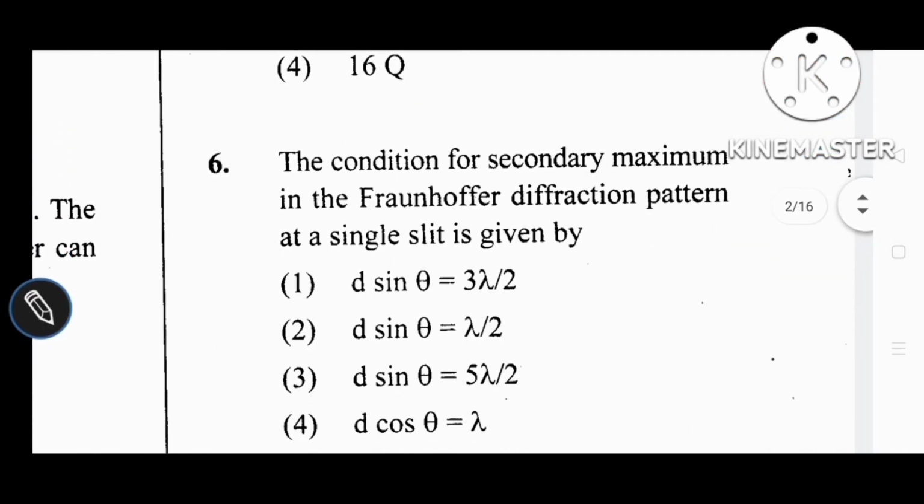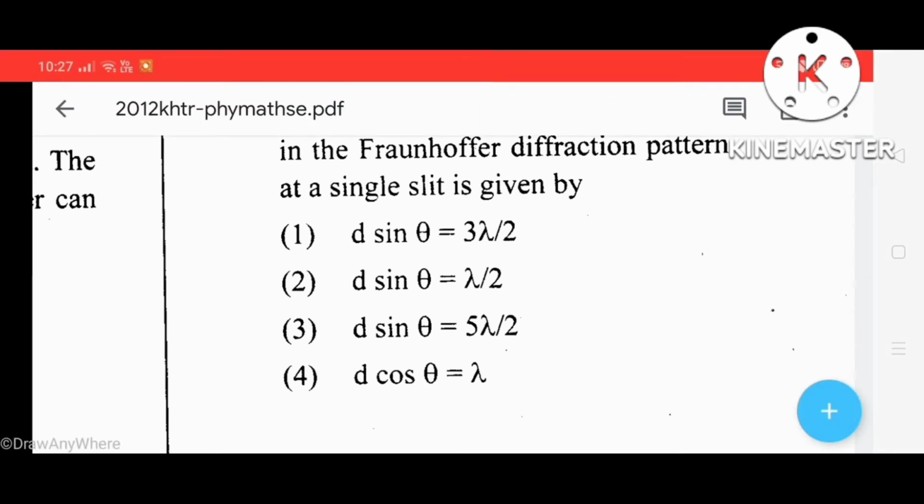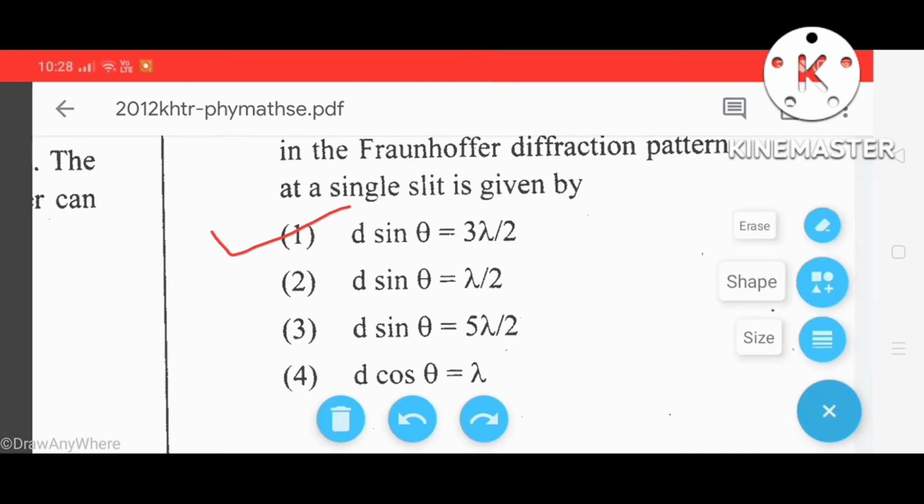Okay. Next one, sixth question. The condition for secondary maximum in the Fraunhofer diffraction pattern at a single slit is given by. So this is a direct question. You can directly write it as d sin theta is equal to 3 lambda divided by 2.